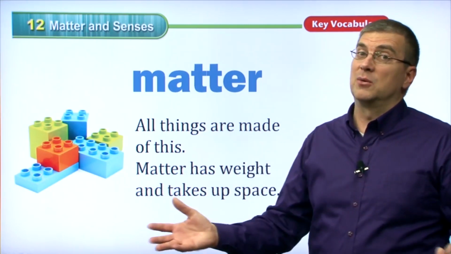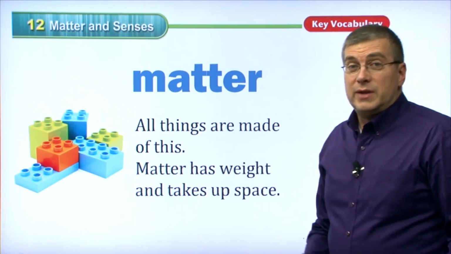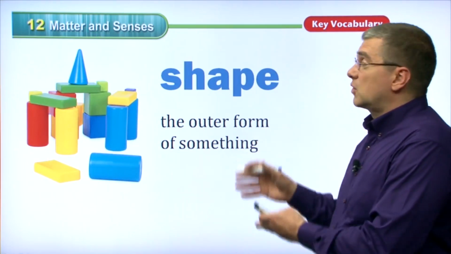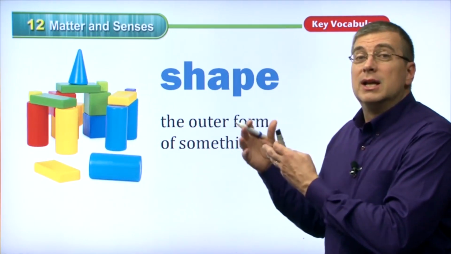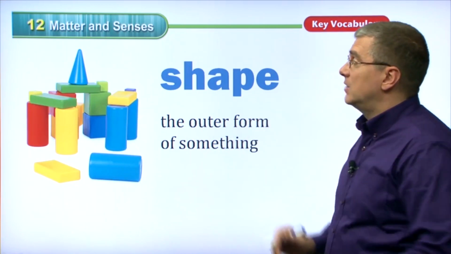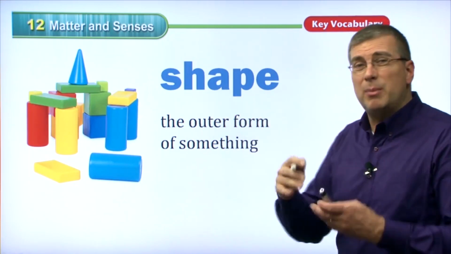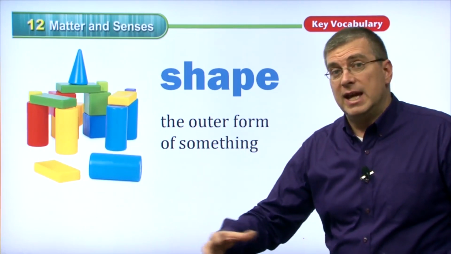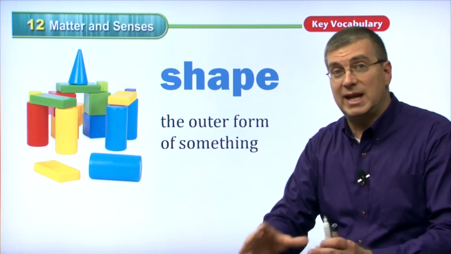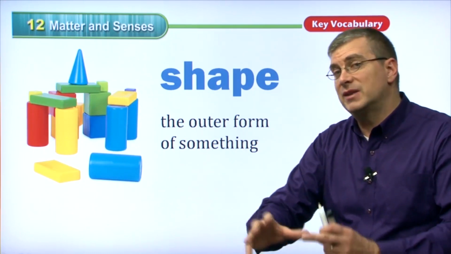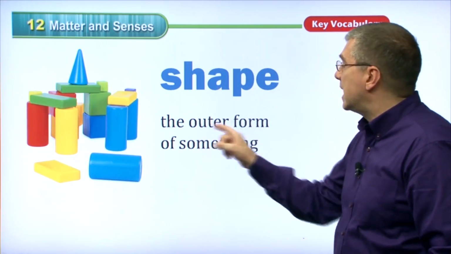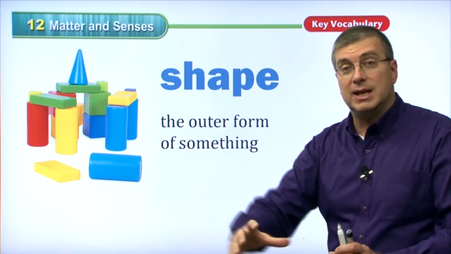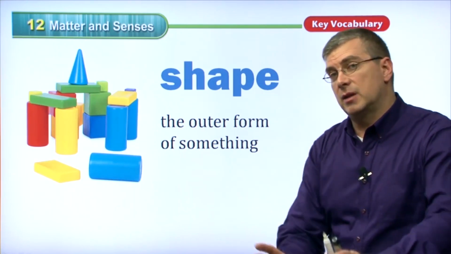And that's everything, really. Okay, so when we talk about matter, we can use adjectives to describe what the matter is like. Right? And one of the adjectives we can use is shape. Remember, I just said that matter takes up space. It has a certain shape when it takes up that space. Shape is the outer form of something. So whatever it is, that matter that exists there, it's making some sort of shape.